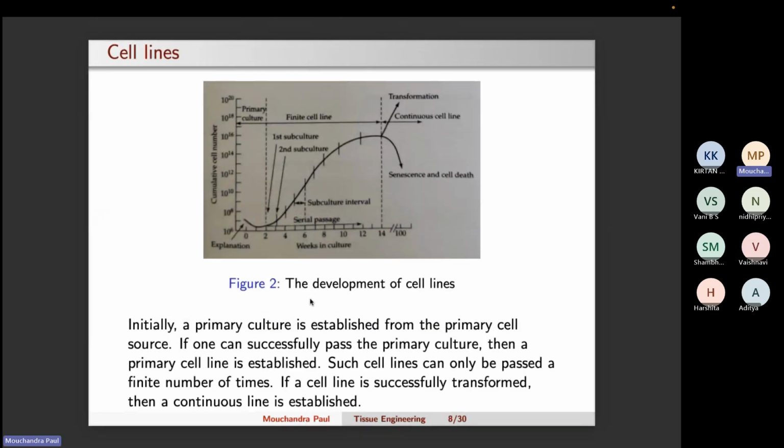Now how do you make a cell line? As I said, from primary culture you get cells, and these cells can be either primary cell lines or immortalized cell lines. Primary cell lines can be grown for a limited period of time, whereas immortalized cell lines can be grown for a long period of time. Okay, but how do you make these cell lines? So have a look at this figure.